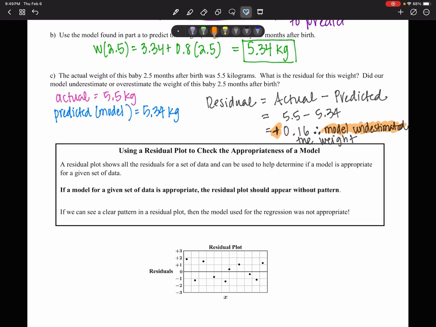Now, this next video has got some cool stuff in it, I'm not going to lie. We've got a residual plot. So the residual from our last problem was 0.16. That was a positive 0.16. When you put 2.5 in, you get a 0.16 residual value.